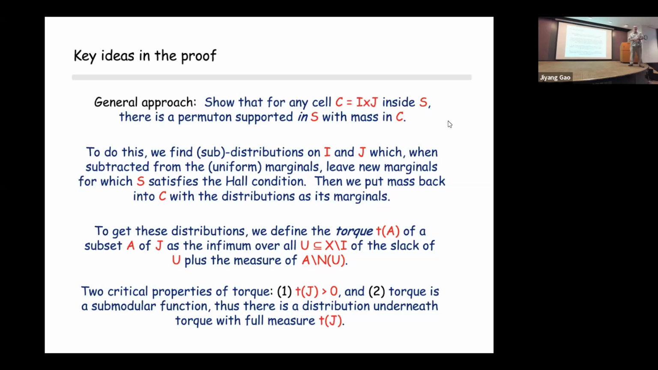So we end up with a probability distribution that we shave off this side, and we can shave off that side. We still satisfy the whole condition. We put a subpermuton on, and then we can find a distribution that has the right marginals on the cell, put that back in.